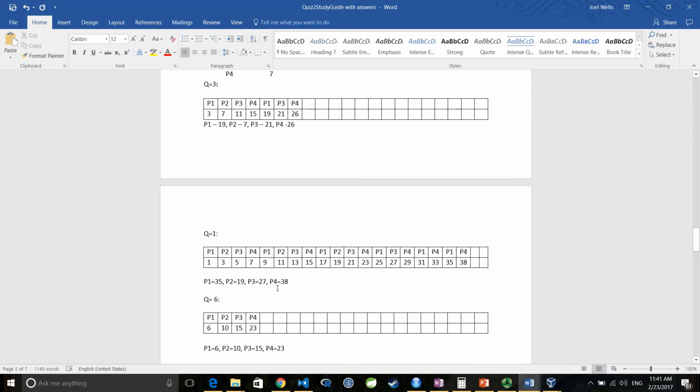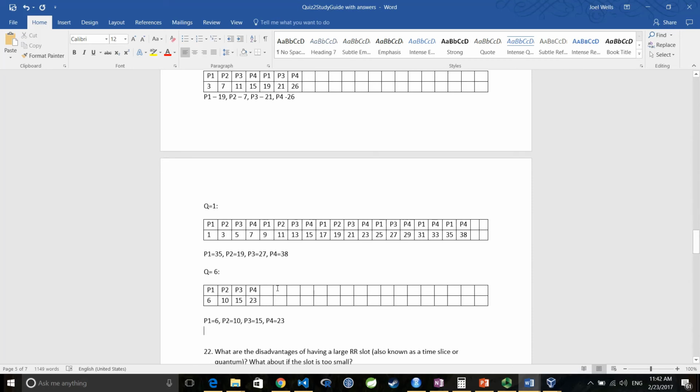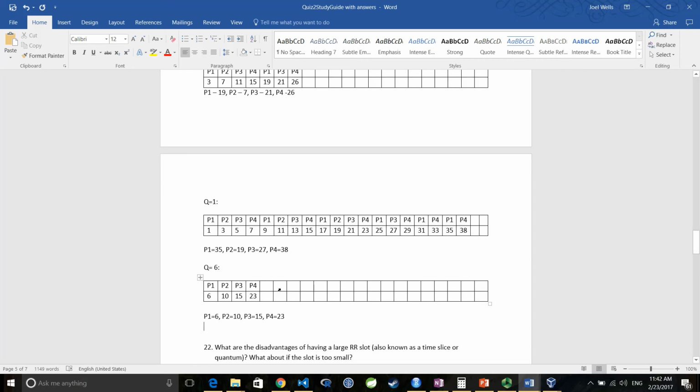Why are they longer? Why does it take longer to complete? You're switching so much. You're spending so much time switching. This is an illustration of the point that many of you made, correctly, in an answer on the quiz when you were asked, what if your time quantum is too small? Well, if your time quantum is too small, you're going to context switch too much. You're going to thrash. And then here's one where the time quantum is relatively large, a quantum of 6. In that case, it's more like first come, first serve.